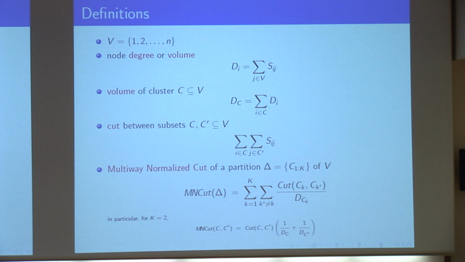And now I'm going to define a more sophisticated cut, which is called the multi-way normalized cut. And in a moment, you'll see why this is necessary. So what is the multi-way normalized cut? If I break the graph into two parts, so if I break V into two parts, then this is just the cut between the two parts multiplied with the inverse volumes of the two parts.